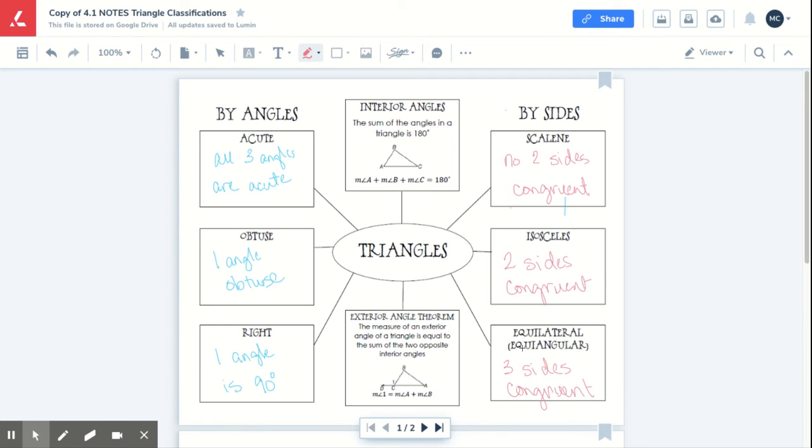Now down here at the bottom, there is an exterior angle theorem. It says the measure of an exterior angle of a triangle is equal to the sum of the two opposite interior angles. So let's blow that up and look at it a little bit closer.